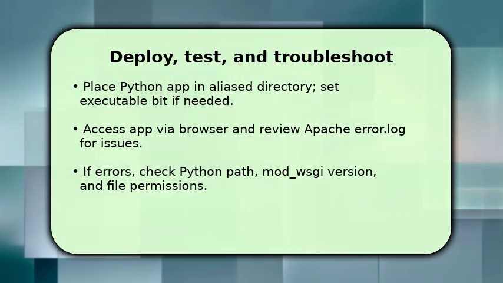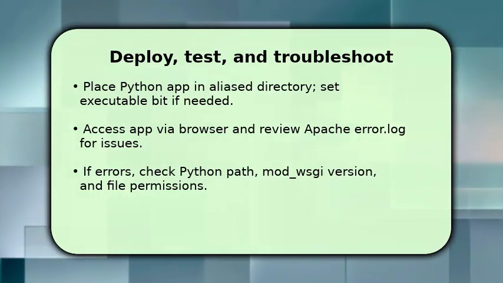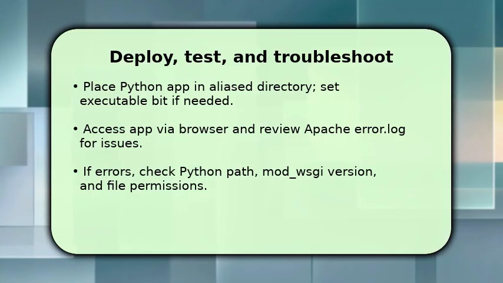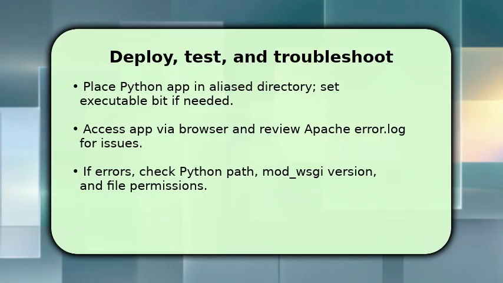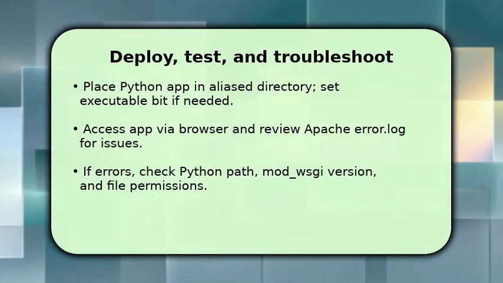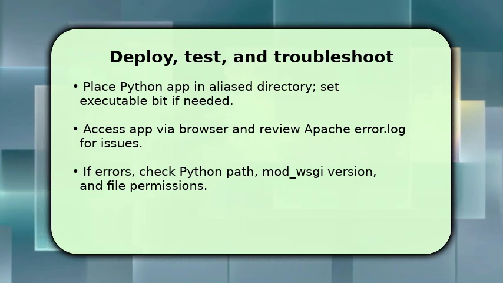where required. Then point your browser to the configured URL. Watch Apache's error log and access log for immediate feedback. If it fails, make sure mod_wsgi was compiled for your Python version, confirm Python's absolute path in configuration, and verify file permissions.